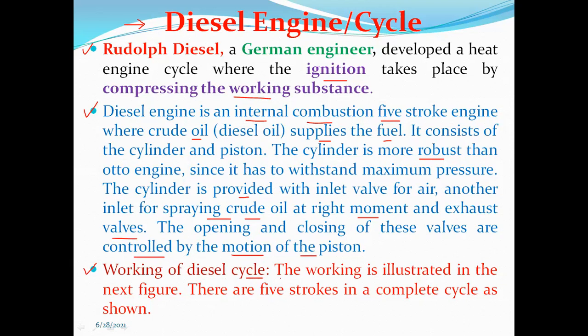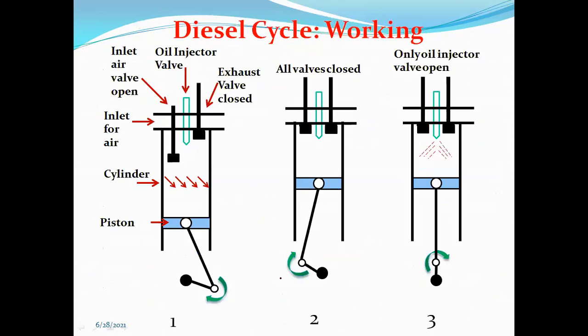There are five strokes in a complete cycle as shown. At the bottom of this diagram, you can observe the first stroke. Just observe the motion of the arrow indicating the motion of this rod, fulcrum, and the shaft, which is connected to the piston. From the bottom, the first part of this diesel cycle is the piston as shown in this diagram, then the cylinder, then the third one, the inlet for air, as indicated by the diagram.